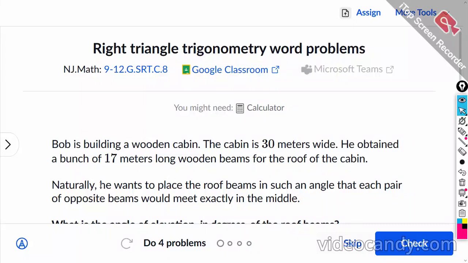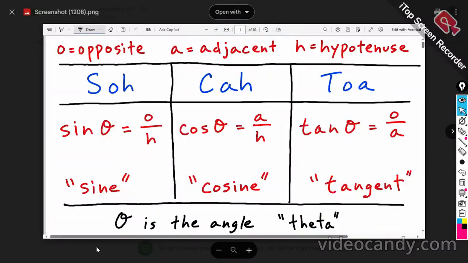This will be for the Khan Academy exercise, right triangle trigonometry word problems. All right, so you should be familiar with the trigonometric functions by now. The three trigonometric functions are sine, cosine, and tangent. They are abbreviated SIN, COS, and TAN.